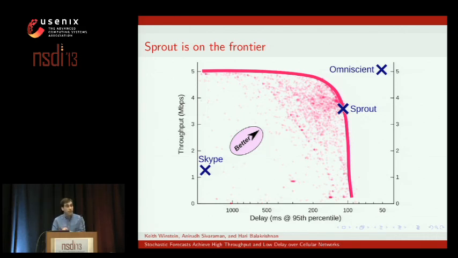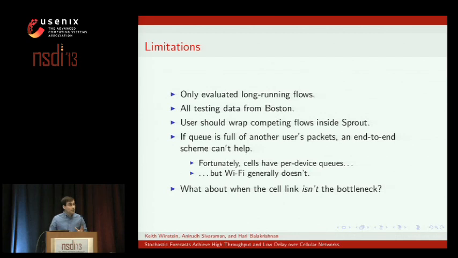You might be able to get better throughput. You certainly can get better throughput, but you must accept more delay. Or maybe you can get better delay, but you must accept less throughput. Perhaps we really are on the frontier of some sort of achievability space. It's not clear. There's a lot of limitations to our work. We only evaluate the case of a video conference, a long-running flow. We're not talking about web traffic or transients. All of our measurements are in Boston.